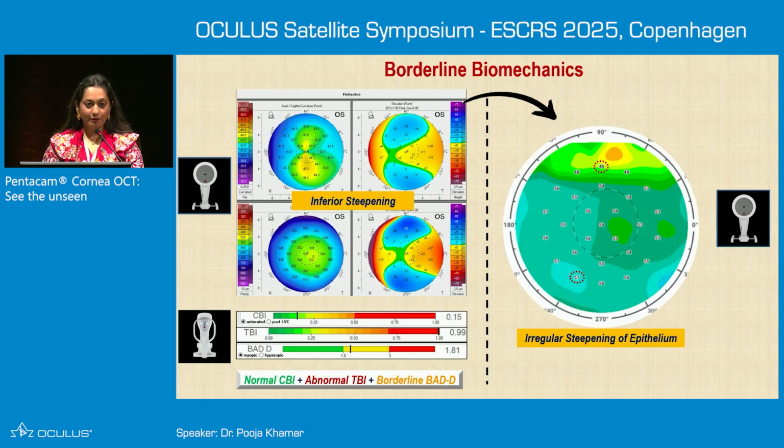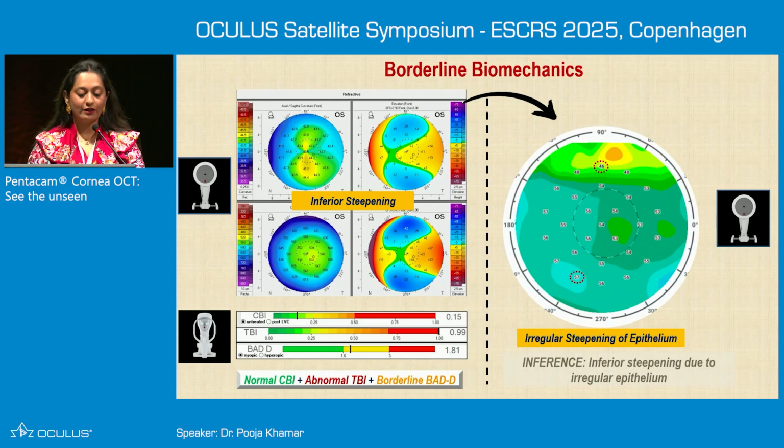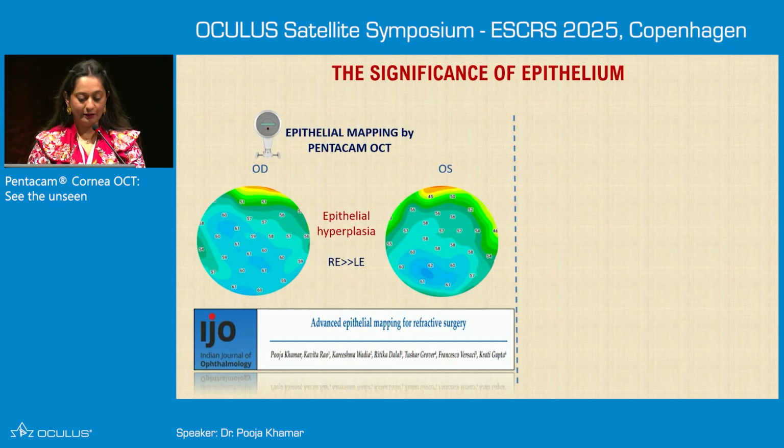When we look at the epithelial map, you can see that in the same area where you see the inferior steepening on the topography, you see an irregular steepening of epithelium, a thickened epithelium in that area. In this particular area it's around 46 and 54, but in the inferior zone it is somewhere between 57 to 56. So there is some amount of inferior epithelial steepening or hyperplasia, which could be masking the topography, the TBI, the BAD-D. But biomechanics is telling us that probably we should not diagnose this case as a keratoconic eye.